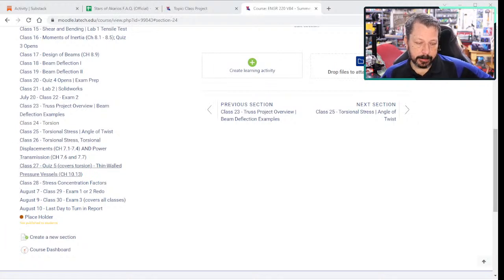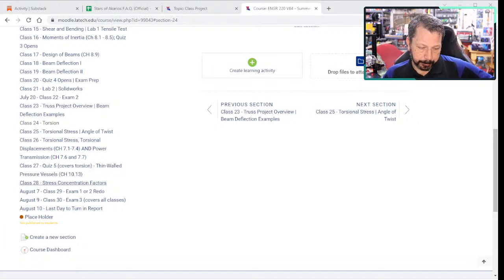Then we've got some thin-walled pressure vessels, so that's not torsion. That's Coke cans, airplane fuselage, stuff like that, that has a higher pressure inside than outside, or vice versa. Could have a smaller pressure inside versus outside. That's a little bit different process, but same idea.